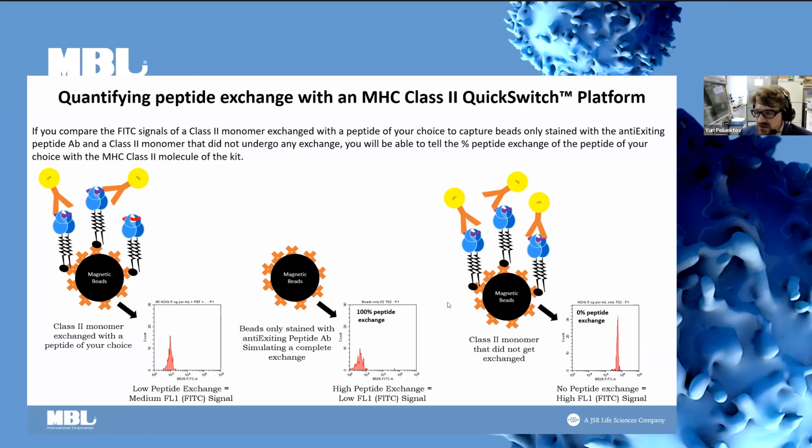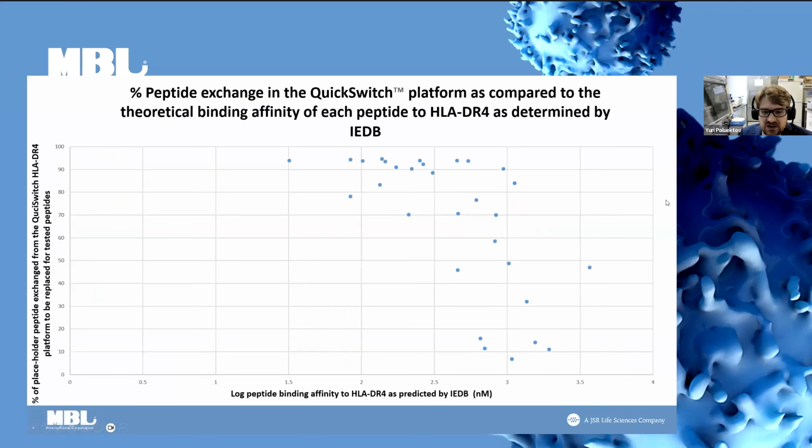So, this process is almost exactly the same as the Class 1 kit. It's just that you have to use different beads and a different dilution of antibody. And that's about it.